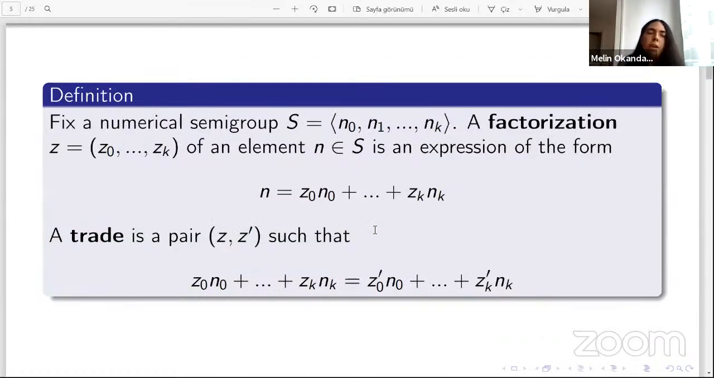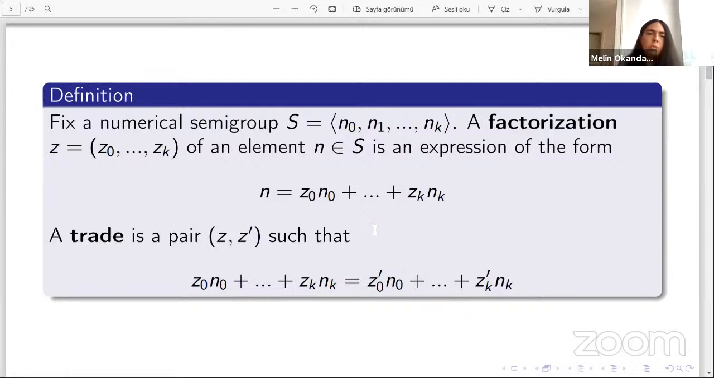Well, okay, so now we are to define factorization and traits. This will be the main tools to define minimal presentations. So let us see what these are mathematically. Again, let's fix a numerical semigroup, which is generated by n0 and 1 all the way up to nk.